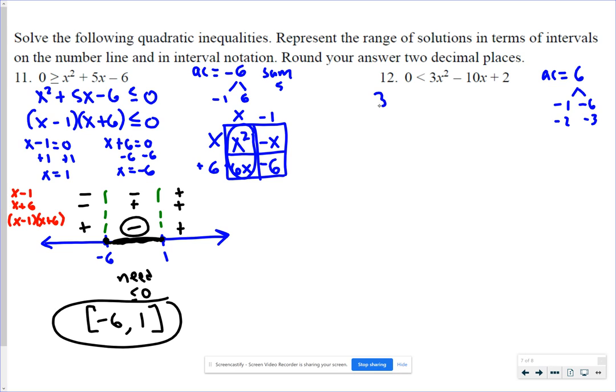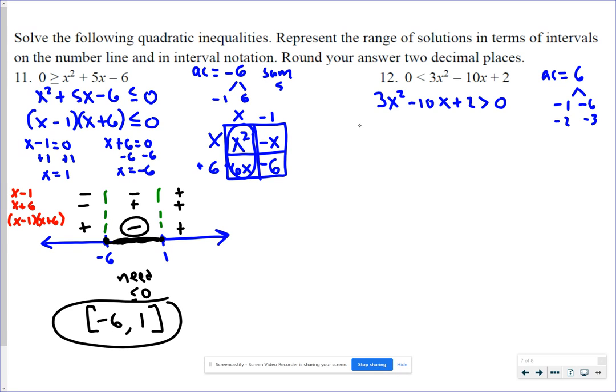I am going to switch sides here just to make it easier for me to see what's going on. 3x squared minus 10x plus 2 is less than 0. Is it less than? Nope. When we switch the sides, look at the inequality. Which one's bigger? The 3x squared minus 10x plus 2 has to be the one that's greater. So my symbol needs to switch to a greater than.